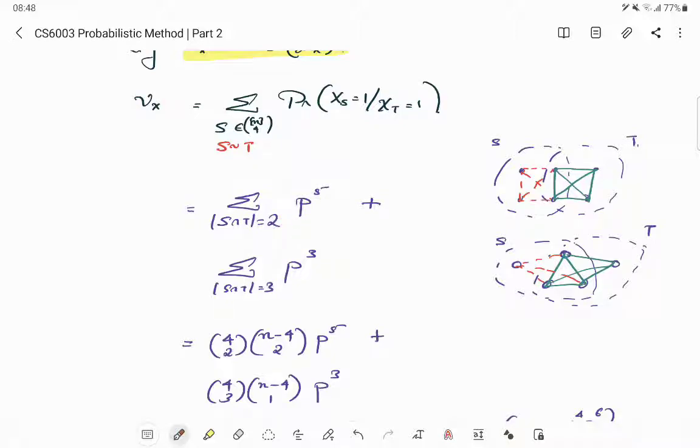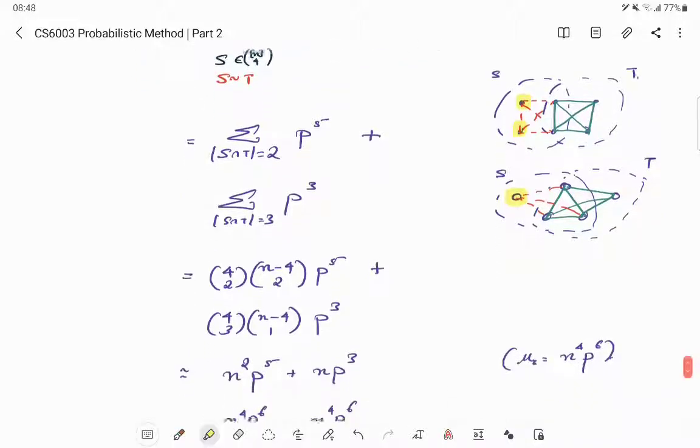Simple combinatorial argument. From T, you can pick any 2 to be this sharing pair, which you can do in 4 choose 2 ways. And then the remaining 2 vertices, you can pick among the remaining n minus 4 vertices. So that gives you n minus 4 choose 2 choices times this p power 5. When it comes here, you have this T already fixed. You can pick 3 of the 4 vertices in 4 choose 3 ways, and this remaining 1 vertex you can pick to be any of the n minus 4 choices.